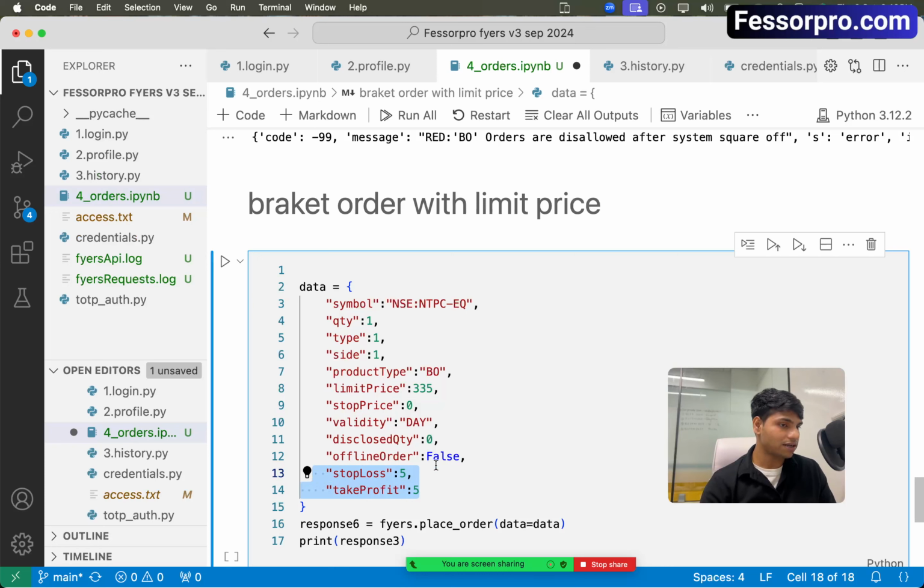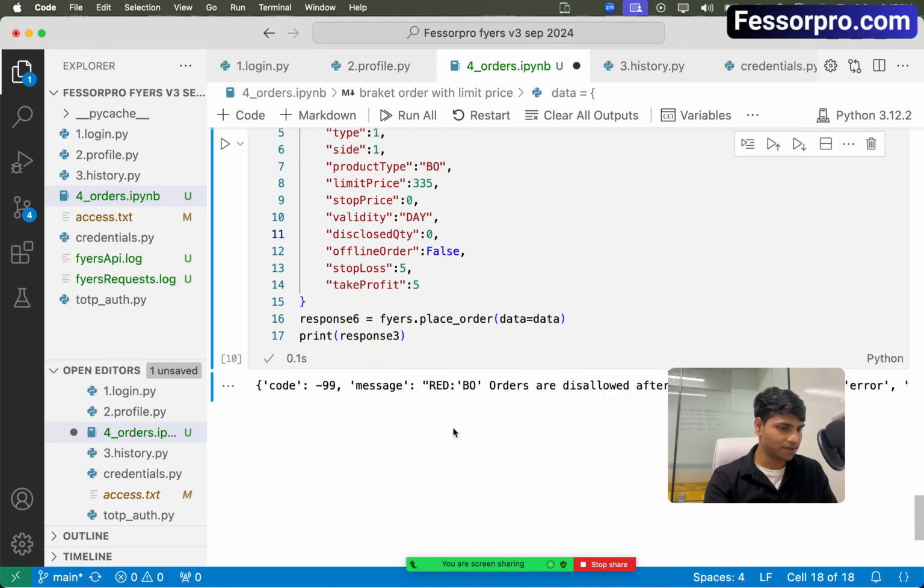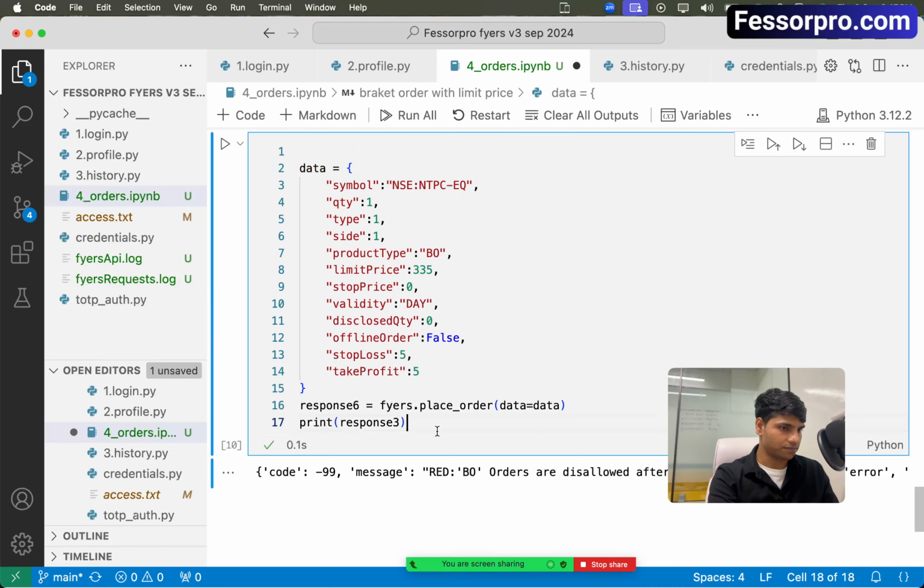And keep in mind that when I say bracket order, it means all the 3 orders are connected. If any one of the orders gets filled, the other orders automatically get cancelled. If I run this code again, it will throw the same error. But yeah, this is how you place the bracket order.